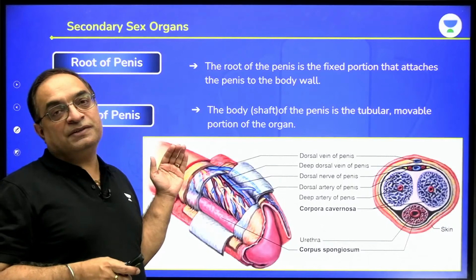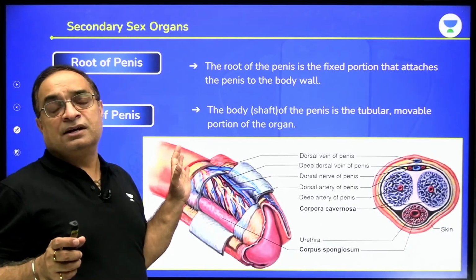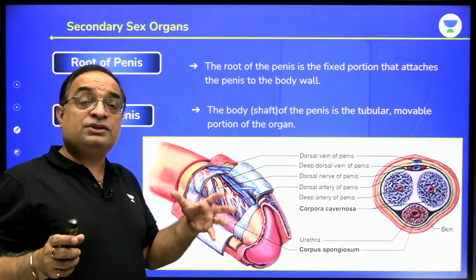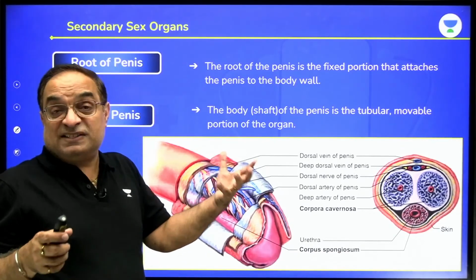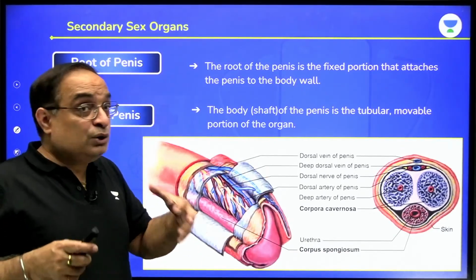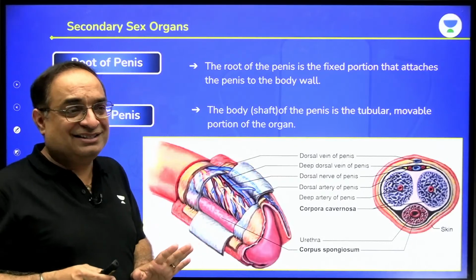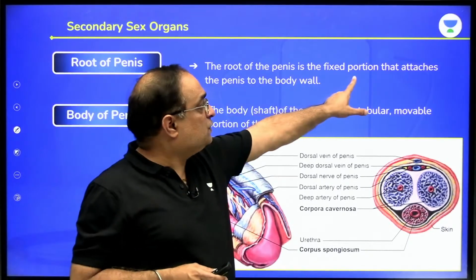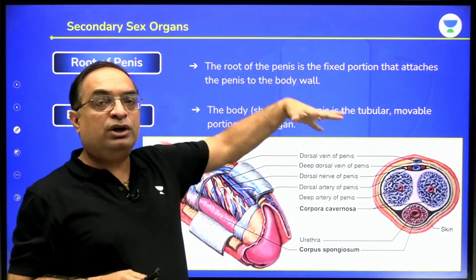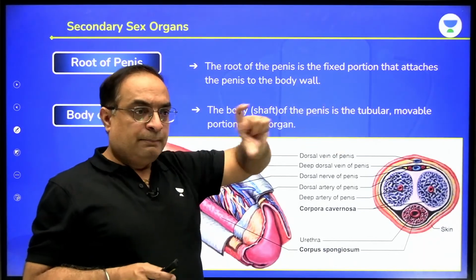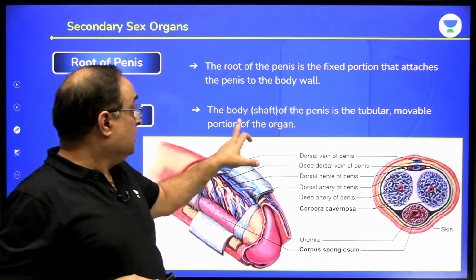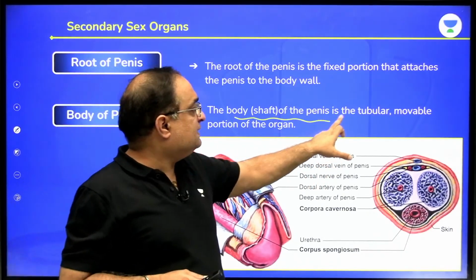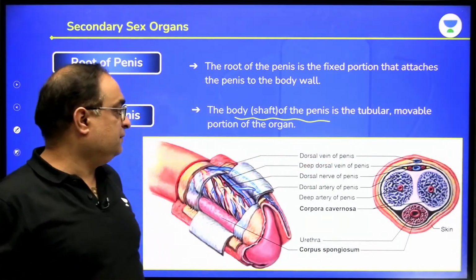My aim is always to provide you wonderful diagrams, beautiful animations, so that you develop affinity, love, respect for your subject, not only mugging up the NCERT sentences. Root of penis is the fixed portion that attaches the penis to the body wall. That is called the root. The remaining part is the body, the shaft. The body or the shaft of the penis is the tubular, movable portion of the organ.